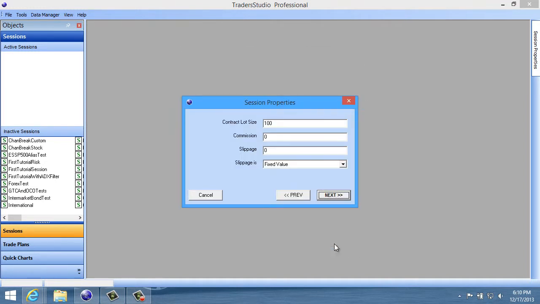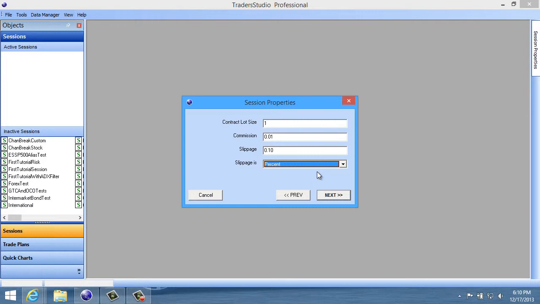We'll use a contract lot size of 1. We'll use a commission of 1 cent per share. We'll use a slippage of 0.1%. On a $30 stock, that would be a slippage of 30 cents, which seems about right.